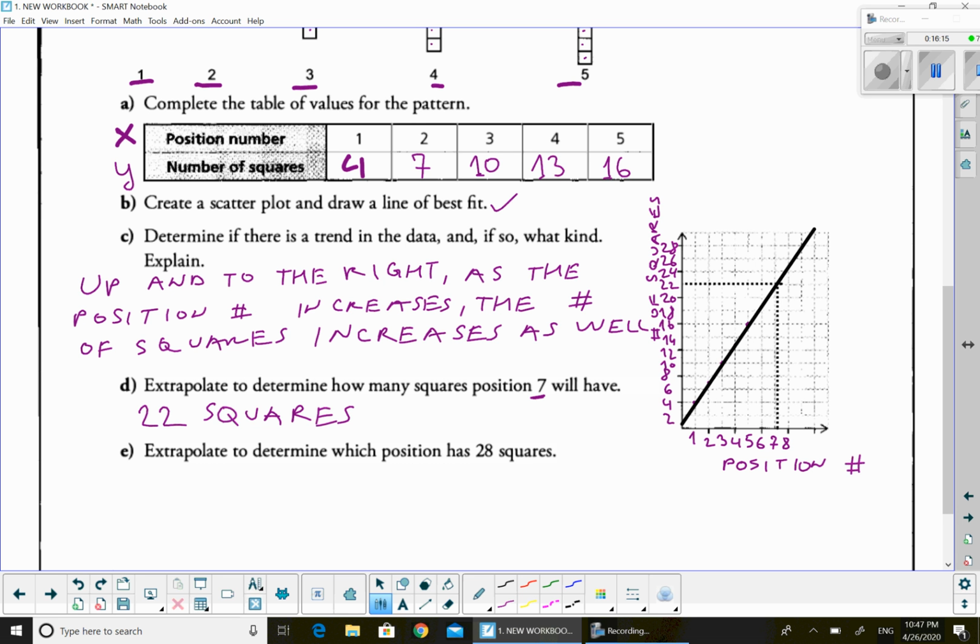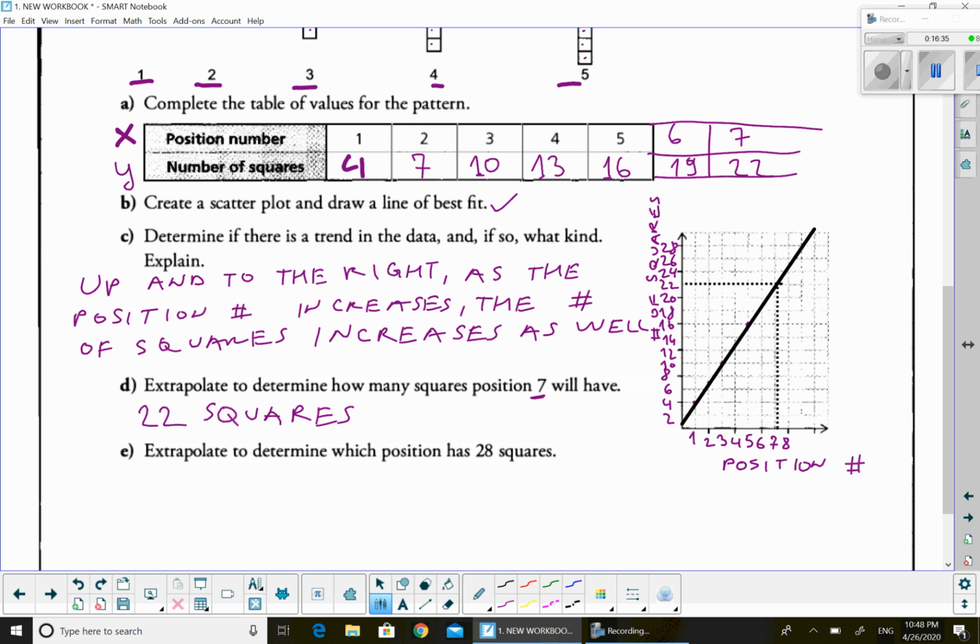Now, is there another way I could have done this? Yes. I could have just kept going with my table of values here and had 6 and 7. So 16 plus 3 is 19. 19 plus 3 is 22. So that would have been another way. But we're extrapolating by using the graph.